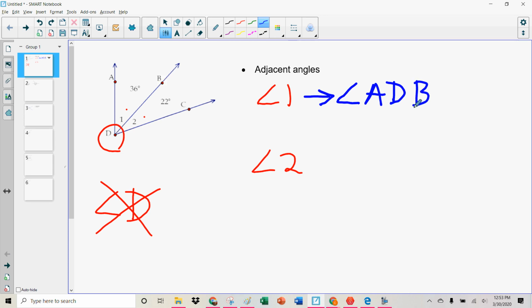because it starts from point A, goes down to point D, and then up to point B. Notice that the vertex is always the middle letter. So I could also name this angle BDA.